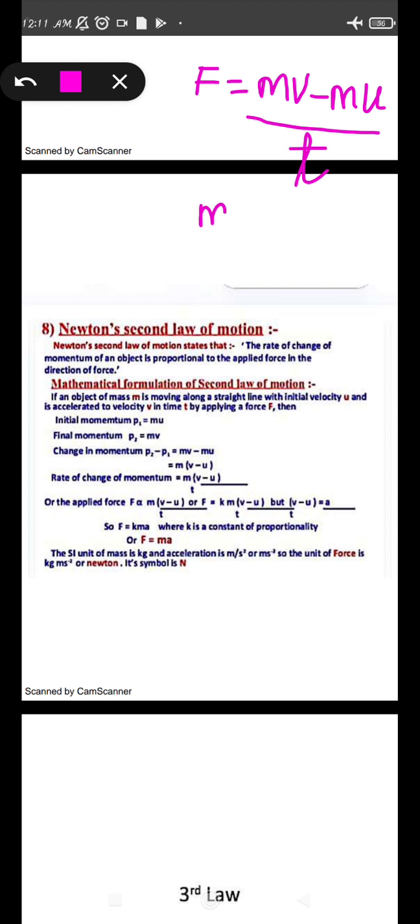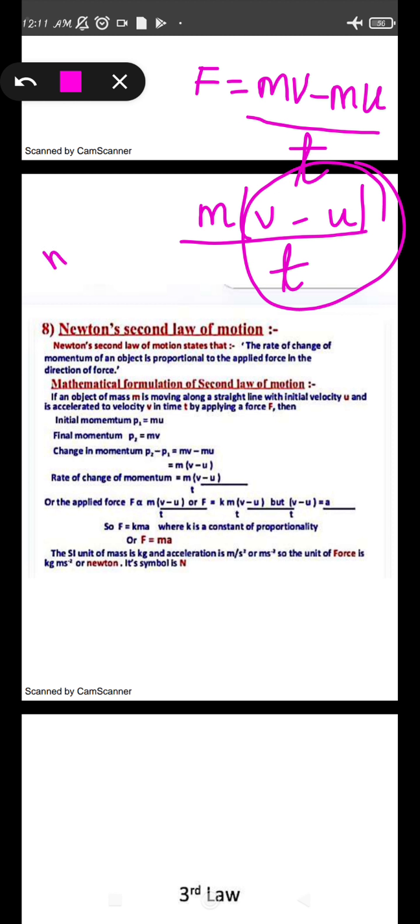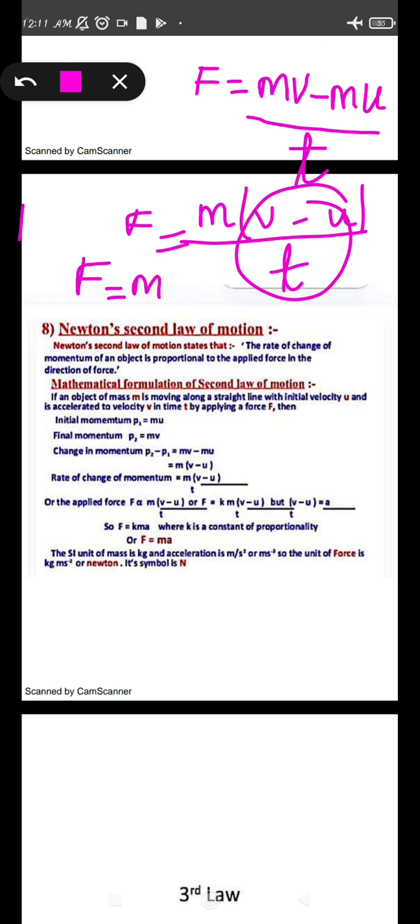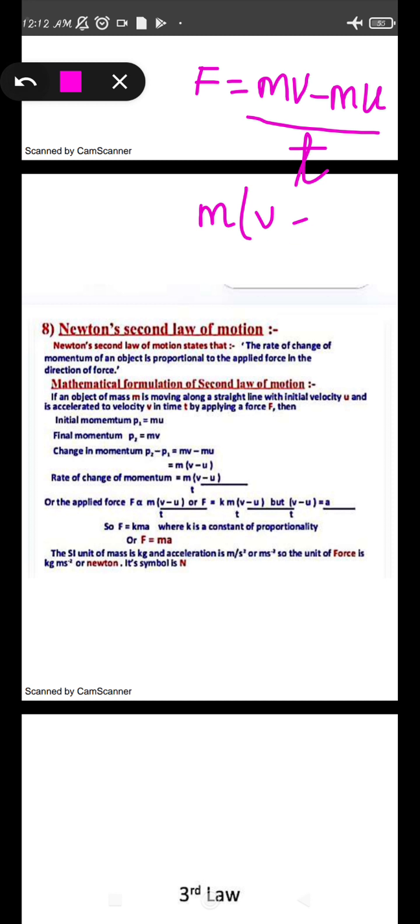If we take m as a common constant, then we have v minus u upon t. And what does v minus u upon t show us? That is the acceleration, the rate of change of velocity with respect to time. So force equals mass into acceleration. Here acceleration is a vector quantity and force is a vector quantity. So this is the formula from which he derived the force, mass into acceleration.